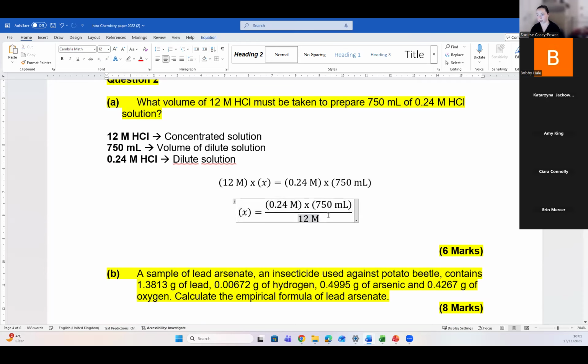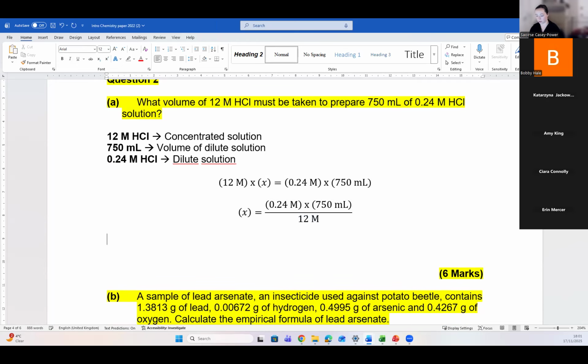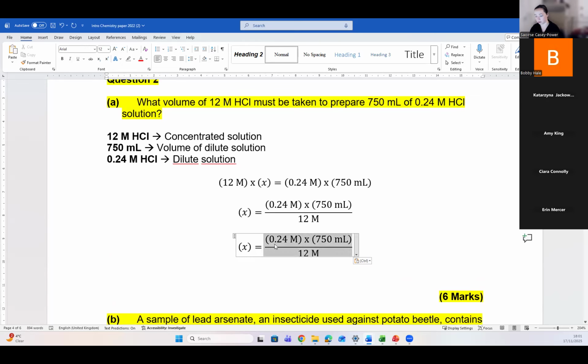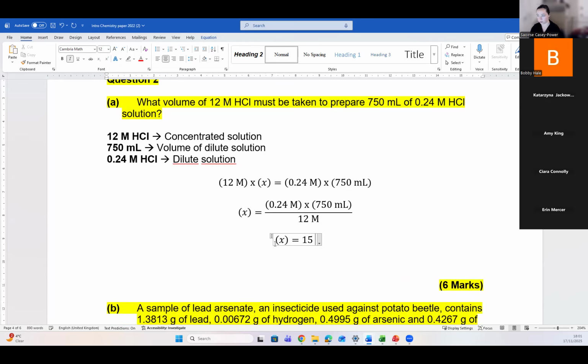And then we just need to calculate that out. That should be 15 ml then. 15 ml, perfect, yeah, that's great. So your X there should be 15 ml. And that's your final answer for that question.